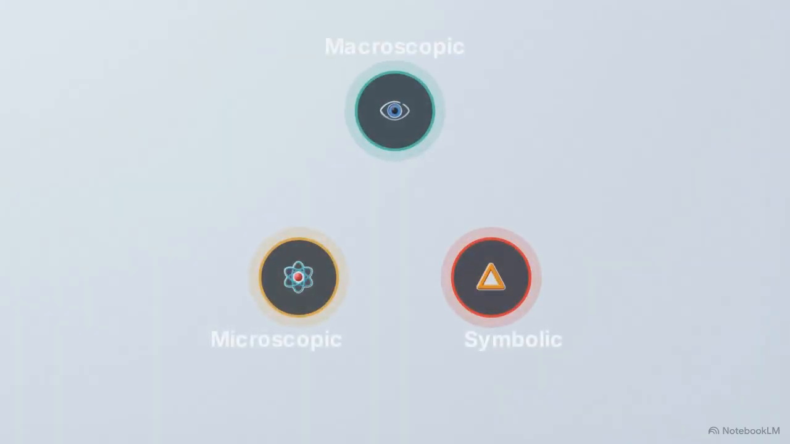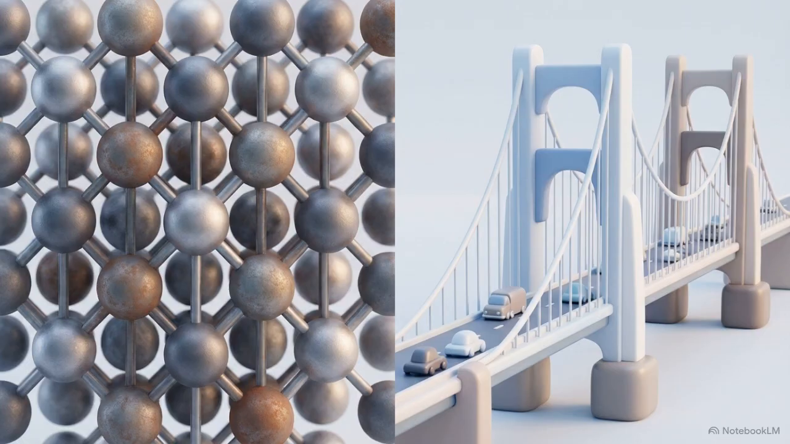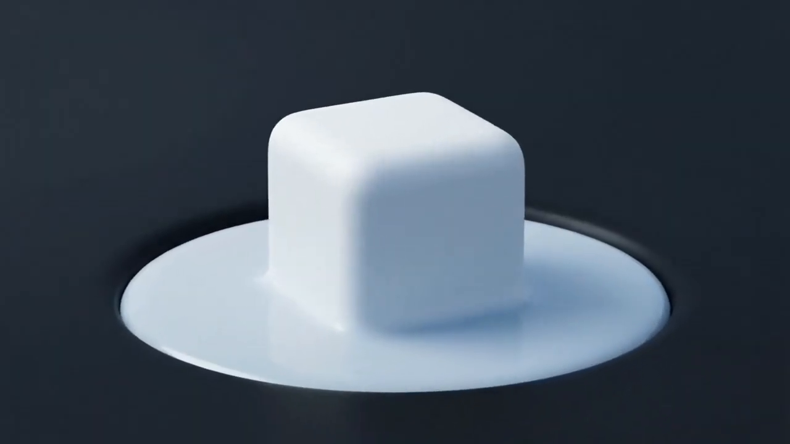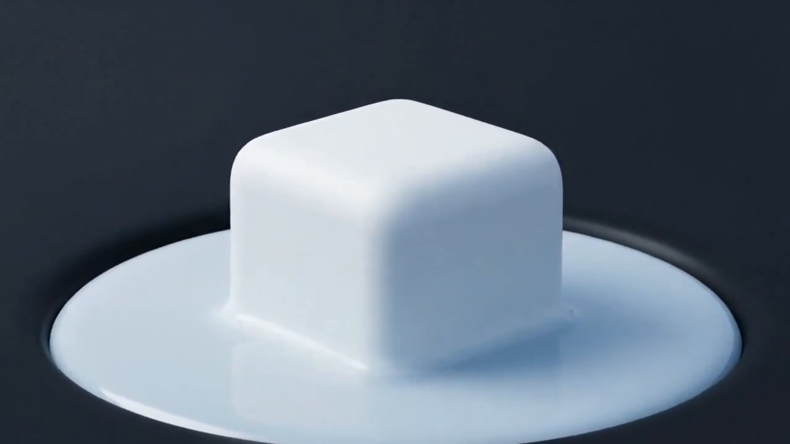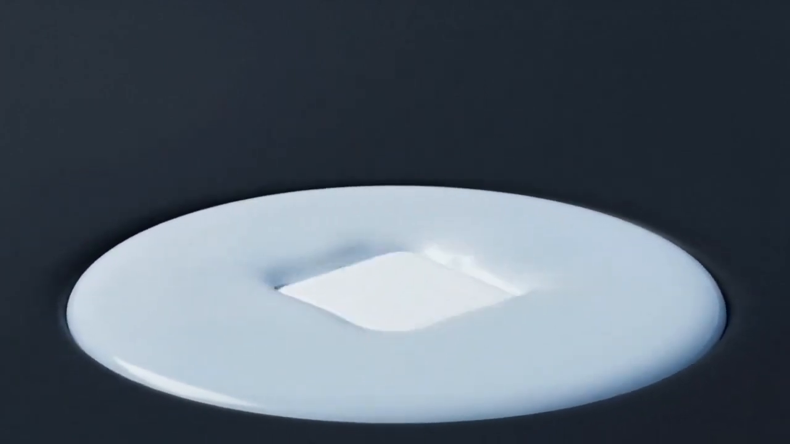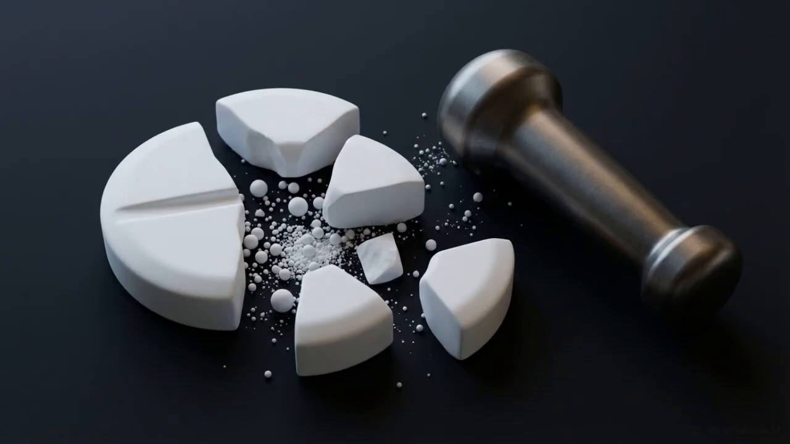Together, these 3 domains give scientists a complete translation tool. By understanding invisible microscopic rules written in symbolic language, we can predict exactly how massive macroscopic objects will behave in the real world. When observing the physical world, chemists first look for physical changes. This happens when a substance alters its form, but its core composition stays identical. Melting ice or crushing a pill are physical changes. The material looks different, but atomically, it is the exact same stuff.